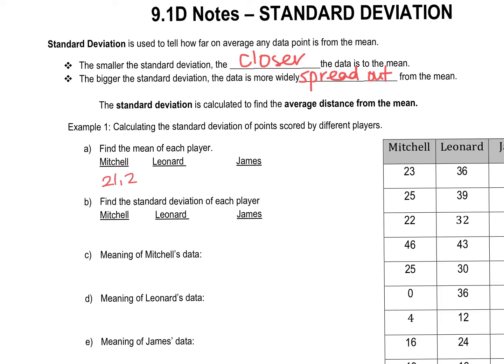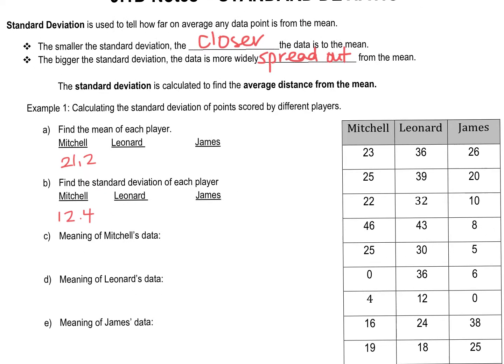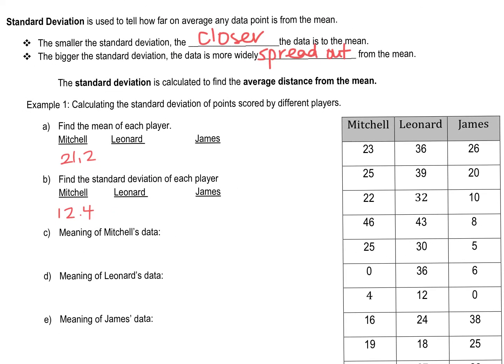And then his standard deviation was pretty spread out, 12.4. So each of his data points was on average 12.4 from his mean. Now we would go ahead and do the same thing for the two other players, Leonard and James. We would open up the stats menu in our calculator and put in their information.